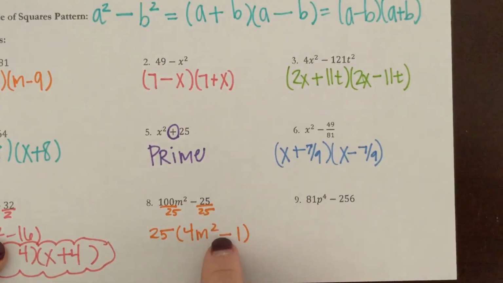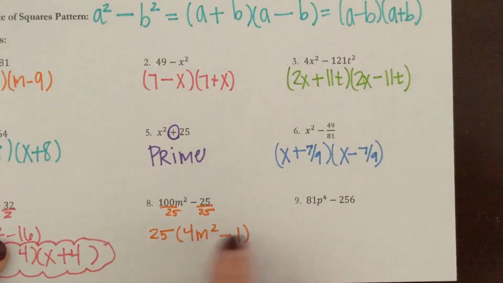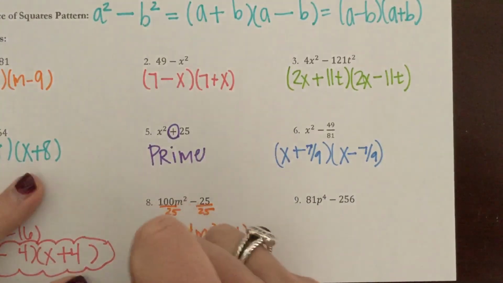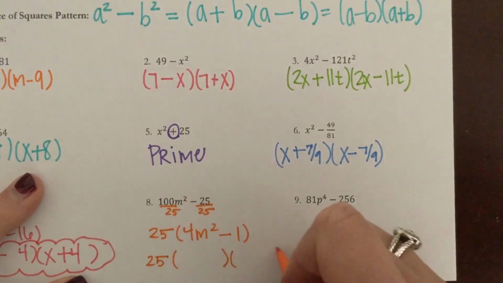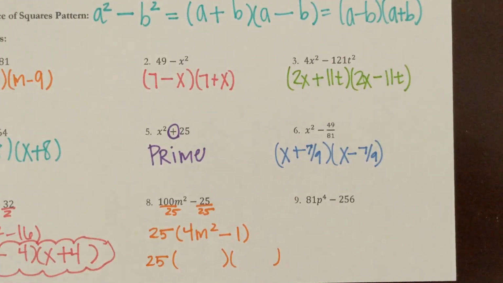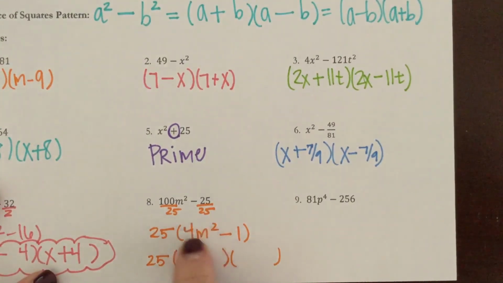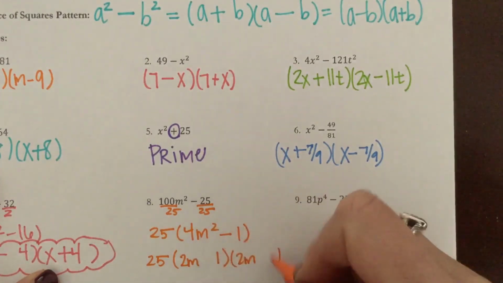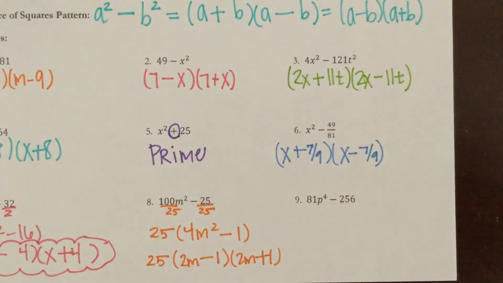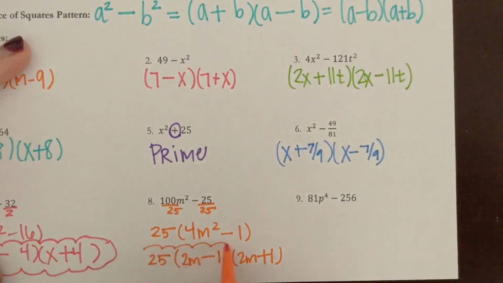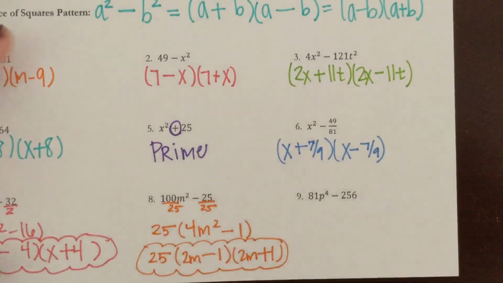So as we look at this, it is a difference of two things that are both perfect squares. 4 and 1 are both on my list. m has an even power. So I'm going to keep the 25, and I have to break this down further so that it is completely factored. What's being squared here to make 4m squared? 2m. What's being squared here to make the number 1? A 1. 1 gets a minus, 1 gets a plus. So my final answer here is that 25 times 2m minus 1 times 2m plus 1 is completely factored.